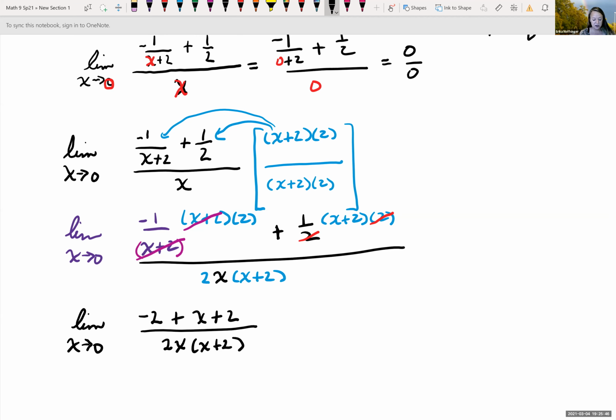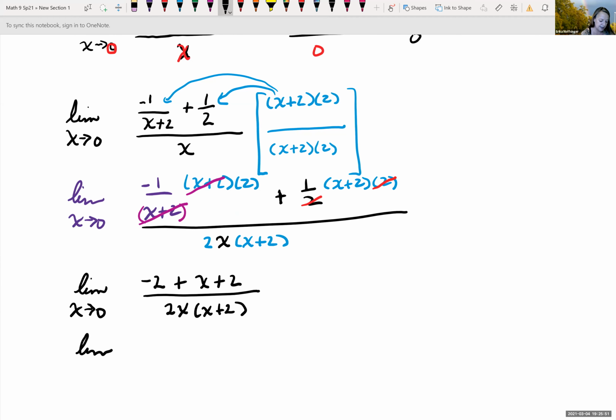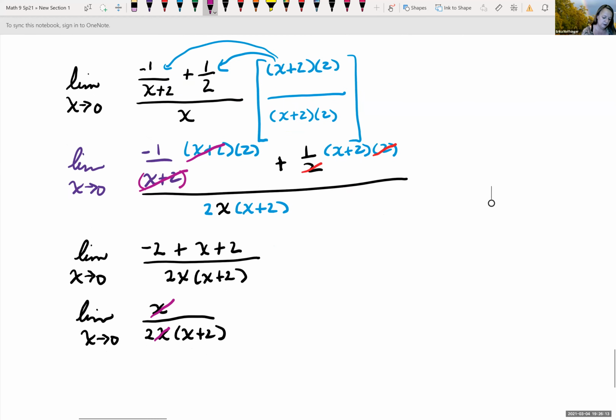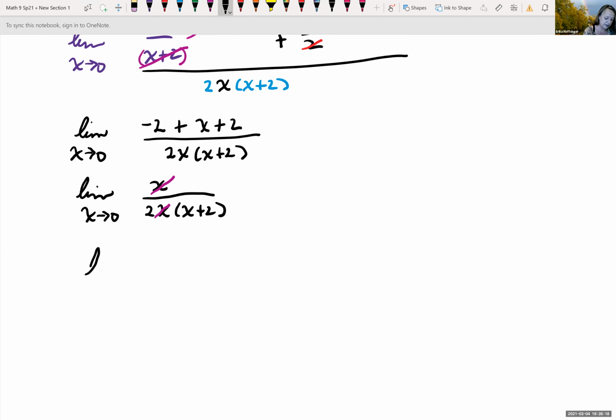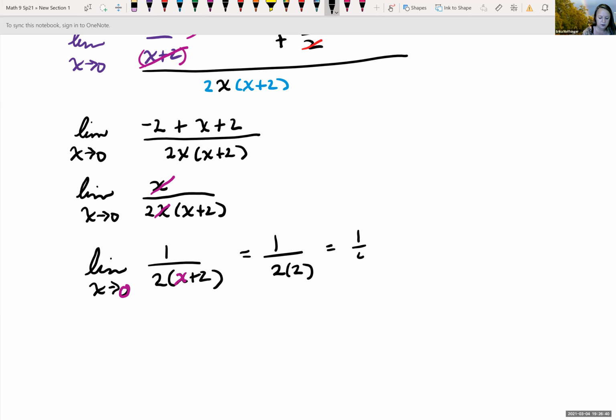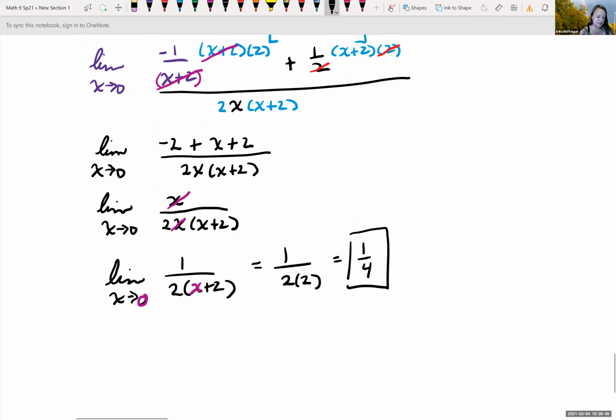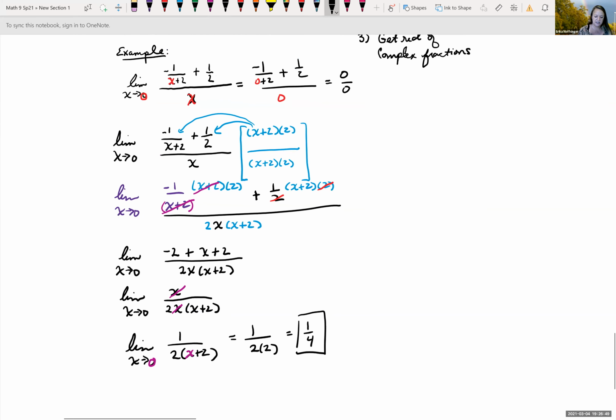So right away, I see that in the numerator there are like terms, 2 and -2, that cancel. And so we have the limit as x is approaching 0, -2 plus 2 cancels, we're left with x in the numerator, all over 2x times x plus 2. So now we have a common factor in the numerator and denominator, which cancel. And so we have x in the numerator, x in the denominator, they cancel. And then we have the limit as x approaches 0 of 1 all over 2 times the quantity x plus 2. So now we can go in, do our direct substitution, plug in 0 wherever we see an x, and we get 1 all over 2 times, well, 0 plus 2 is 2, which is 1/4. So the limit as x is approaching 0 of that complex fraction gives us back 1/4.